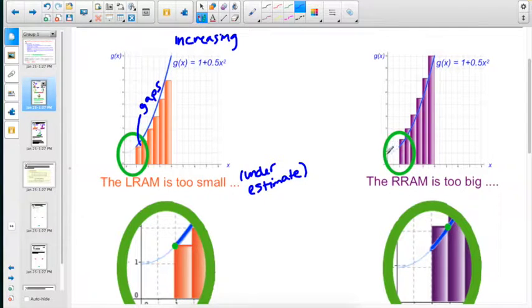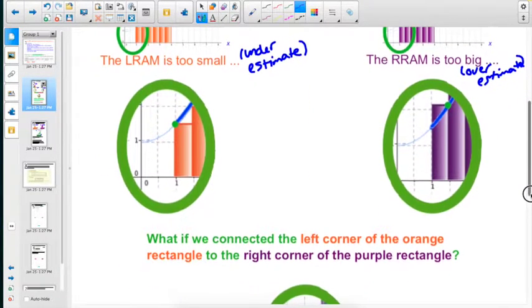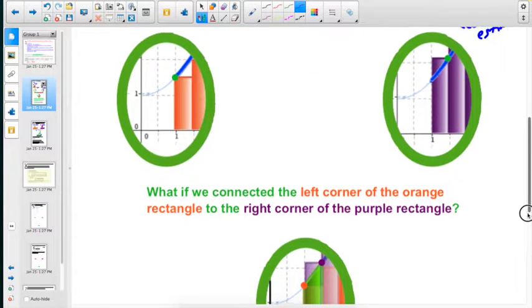And then if we do the same function here, the same increasing function, we do a RRAM where the right corners of all the rectangles are touching the function. We notice that we have this extra here that is outside the function, and so our RRAM would be an overestimate. And so you know, we would like to get something that is a little bit closer than that.